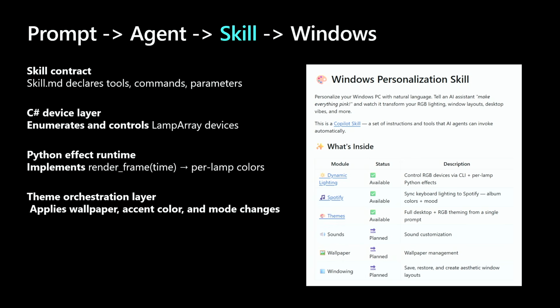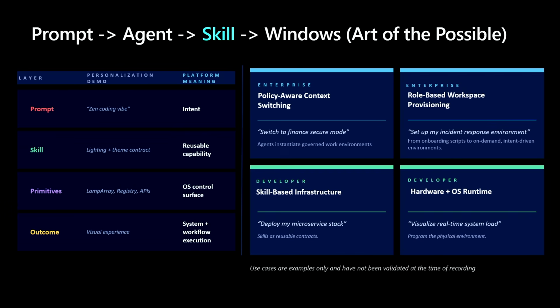The theme module goes beyond RGB. You say, ocean theme, and the skill orchestrates everything in a single pass. It can download themed wallpapers, write accent colors to the Explorer accent registry path, and more. This skill ships with a library of real Microsoft MSIX package themes.